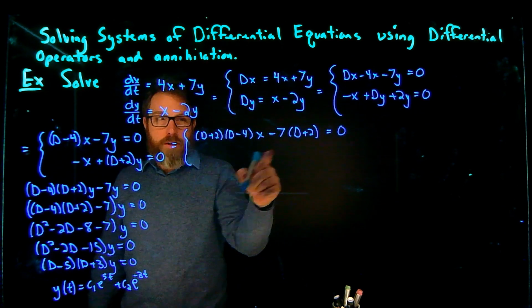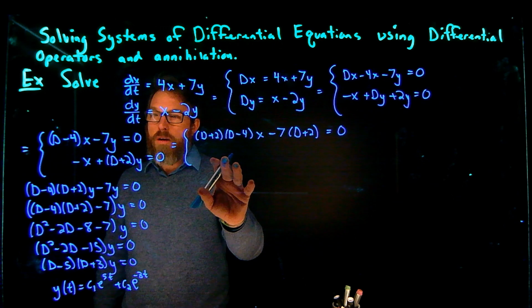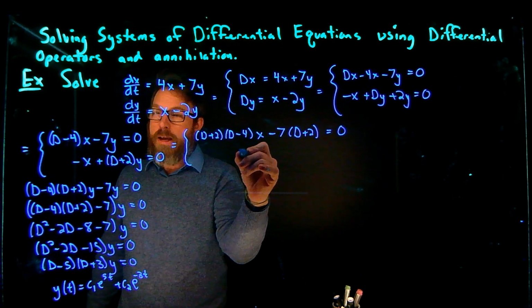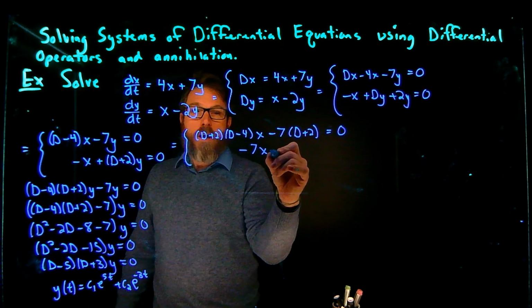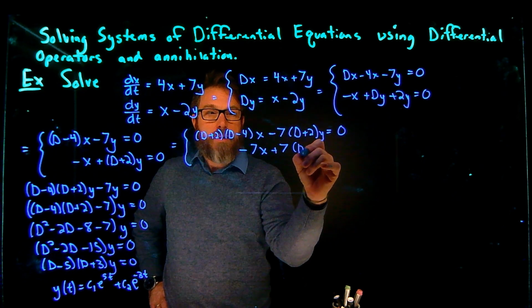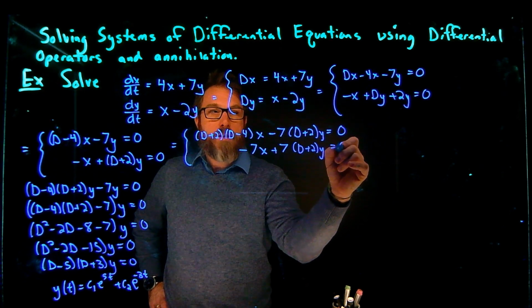And then down here, which is what we really needed as well, this has to have a 7. So this is going to be negative 7x plus 7 times d plus 2 y is equal to 0.